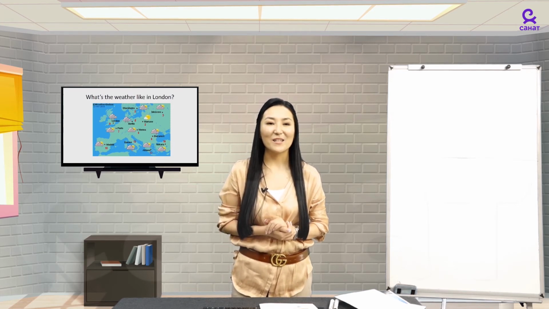Now work with your classmate and tell each other what's the weather like in each city. All right, let's share our ideas with the class. It's sunny in Warsaw. It's cold and it's also rainy in Berlin. It's cloudy in Madrid and in many other cities.